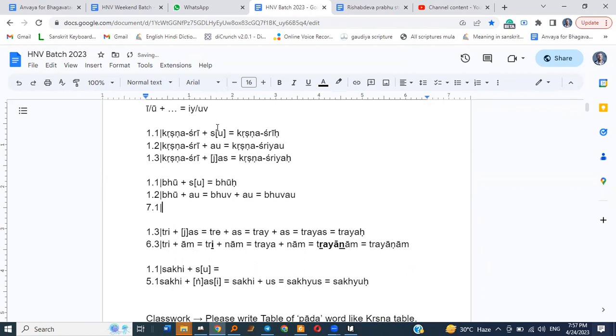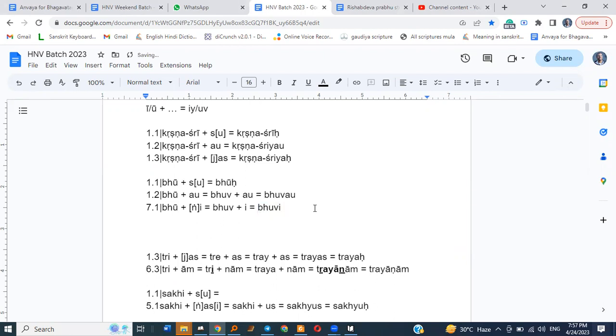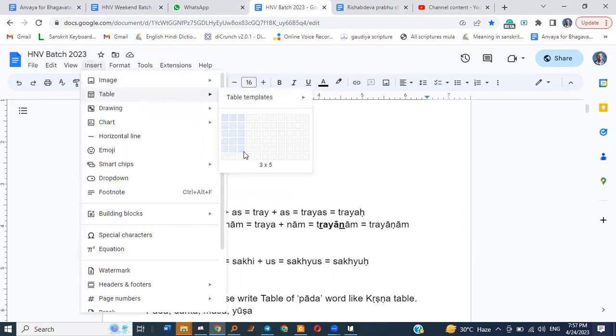So 7.1. Bhu plus Ni, which changes to O. He is there, we combine everything. Bhuvi, as in Gopi Gita we say Bhuvi Grananti Puri Dajana, right? So that's Bhuvi coming from 7.1. Okay. So yeah, like Bhuvi, Bhuvo, Bhushu. Like that. Clear? Let me make a table for Bhu, just in case.